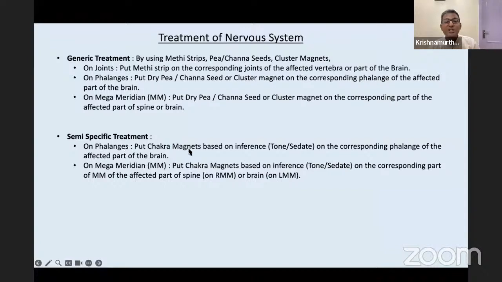So on phalanges you can put the chakra magnets, either tone or sedate. And on mega meridian also you can put the regular chakra magnets, tone and sedate. If you don't know what to tone, what to sedate, you can use the inference method. How to take inference? It would have been taught. So you should know how to take the inference. Based on that, you can treat on the mega meridian.